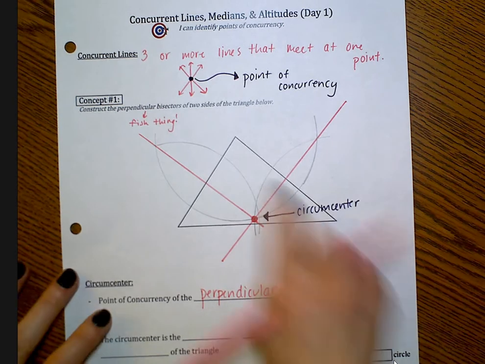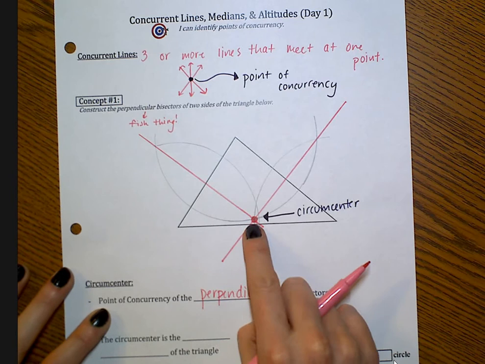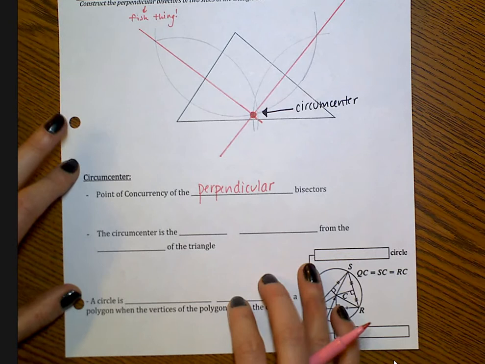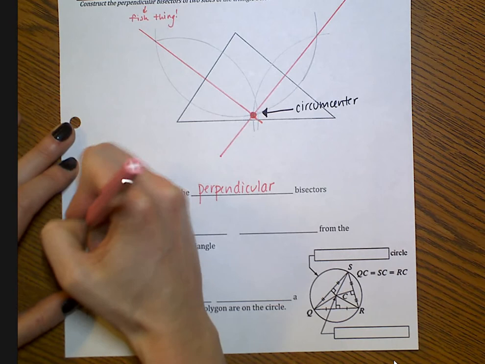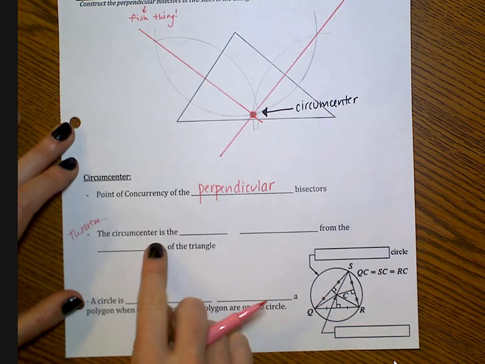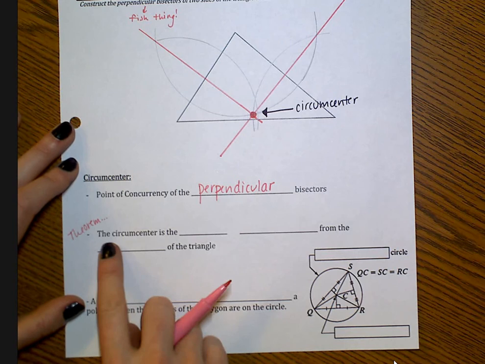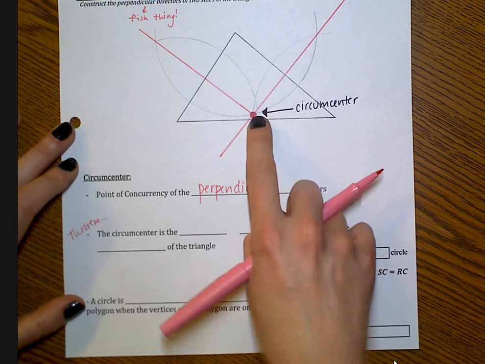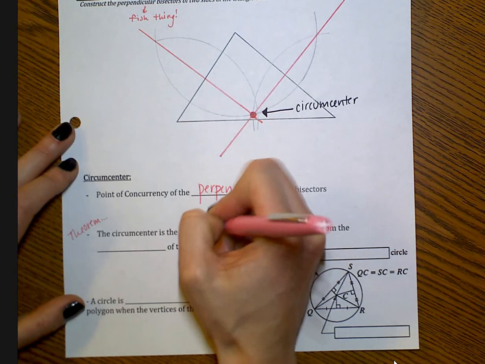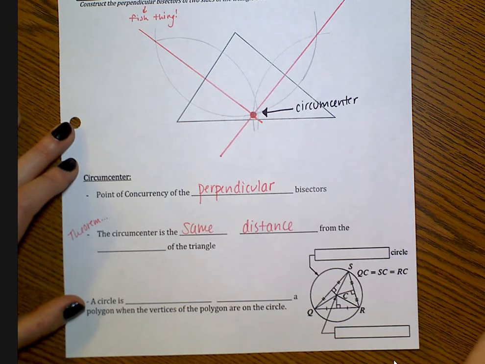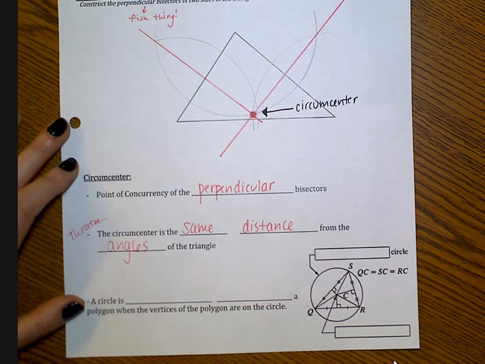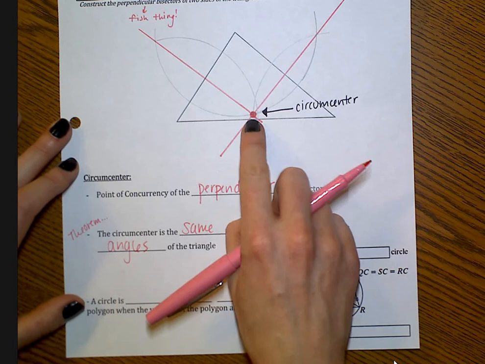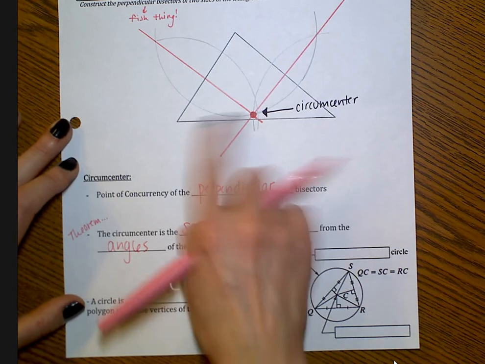Okay, so we constructed the perpendicular bisectors where they came together. That's called the circumcenter. And yes, that is something that you will have to memorize, but we'll get to that point, no worries. Now, there's a theorem. So this little thing here is a theorem which can be proven, and you just take the picture's word for it. The circumcenter, this point, is the same distance from the angles of a triangle. Okay, so the circumcenter right here is the same distance from all three of the angles of a triangle.